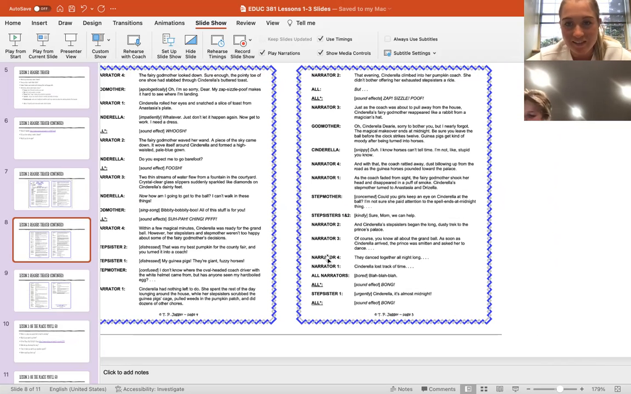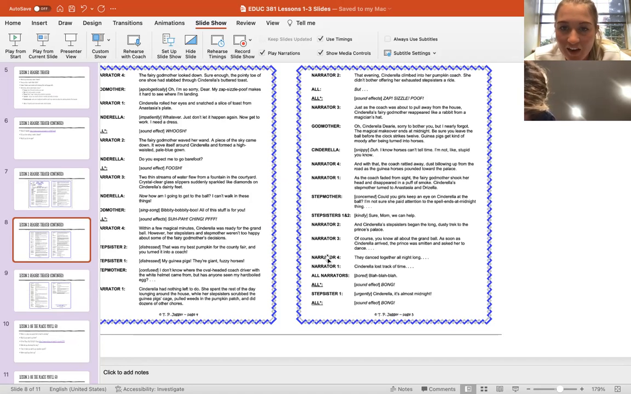But zap, zizzle, fizzle, poof. Just as the coach was about to pull away from the house, Cinderella's fairy godmother appeared like a rabbit from a magician's hat. Oh, Cinderella, dearie, sorry to bother you, but I nearly forgot the magical makeover ends at midnight. Be sure to leave the ball before the clock strikes 12.